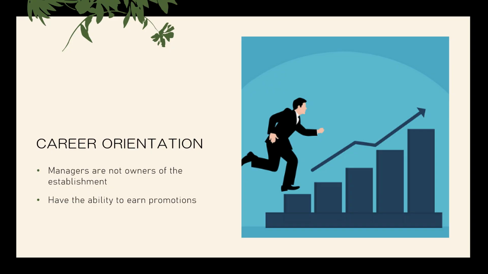Finally, we have career orientation, which means that the manager, or in this case the Secretary of State, is not the owner of the establishment. They're just another employee who has to follow the same rules and guidelines as everybody else. They just have more authority in this case. But it also means that the other employees have the ability to earn promotions. So the undersecretaries or the deputy secretaries are able to move up eventually and gain a higher level.